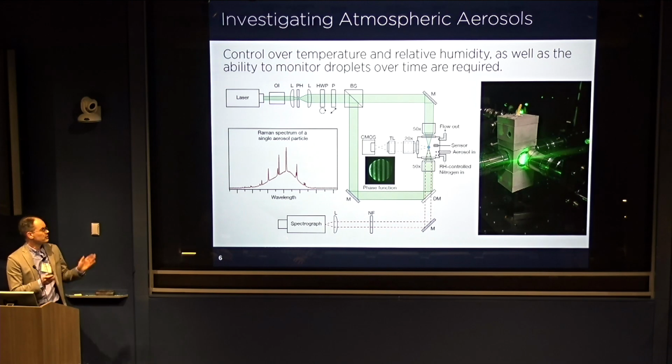We can also use angular light scattering. That's very easy to collect from, in this case, the green trapping laser. We can get the Mie fringes and use that to characterize the particle as well. It's not as great as the MDRs though.